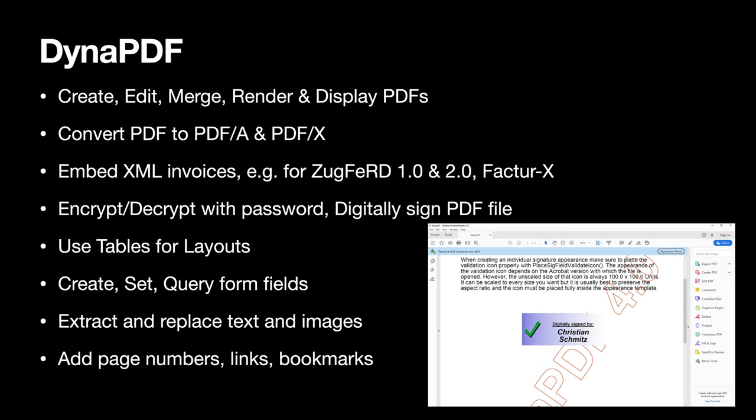We can also encrypt PDFs with a password. We can limit the access of the user to the PDF, like not allowing printing. And we can digitally sign a PDF file using a private key, so the user can later verify that the file is not modified. And recently we added the functions for a signature control, so you can actually show on the PDF file that this file is digitally signed and the signature is still valid with this green check mark.